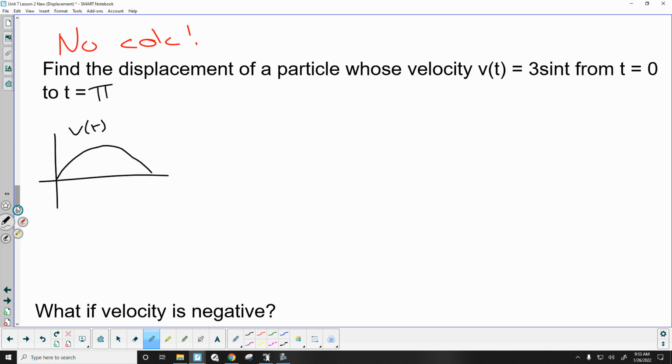You're going to say, oh well, if I had a calculator, I would plug in this. Accumulate my velocity from 0 to pi seconds. This is what I would just plug into my calculator. Yay, I'm done. Don't do it yet. We're pretending we don't have a calculator. Okay? This represents the area.